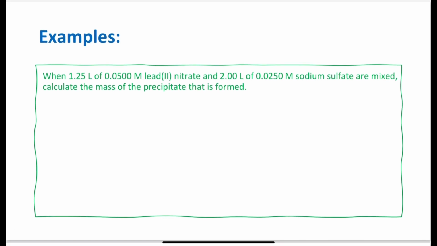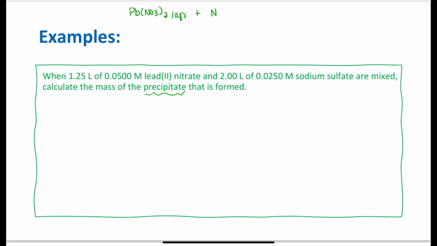What's up next? Some math. When 1.25 liters of a 0.0500 molar lead(II) nitrate solution and 2 liters of 0.0250 molar sodium sulfate solution are mixed, calculate the mass of precipitate that is formed. Okay, first it's telling me precipitate forms, so I know a reaction is happening here. So let's go ahead and write out a reaction. We've got lead(II) nitrate, Pb(NO3)2. Nitrate salts are always soluble.